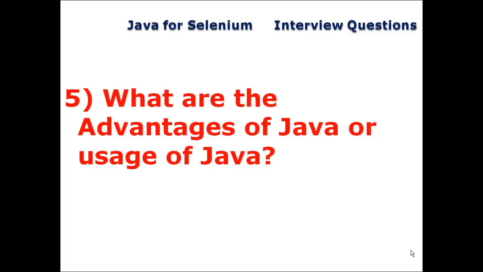Next, what are the advantages of Java or usage of Java? Java is used to develop desktop applications. Example, Acrobat Reader. Java is used to develop web applications. Java is used to develop enterprise applications. Example, banking, insurance applications. Java is used to develop mobile applications. Java is used to develop embedded systems. Java is used to develop smart cards. Java is used to develop games software, etc.